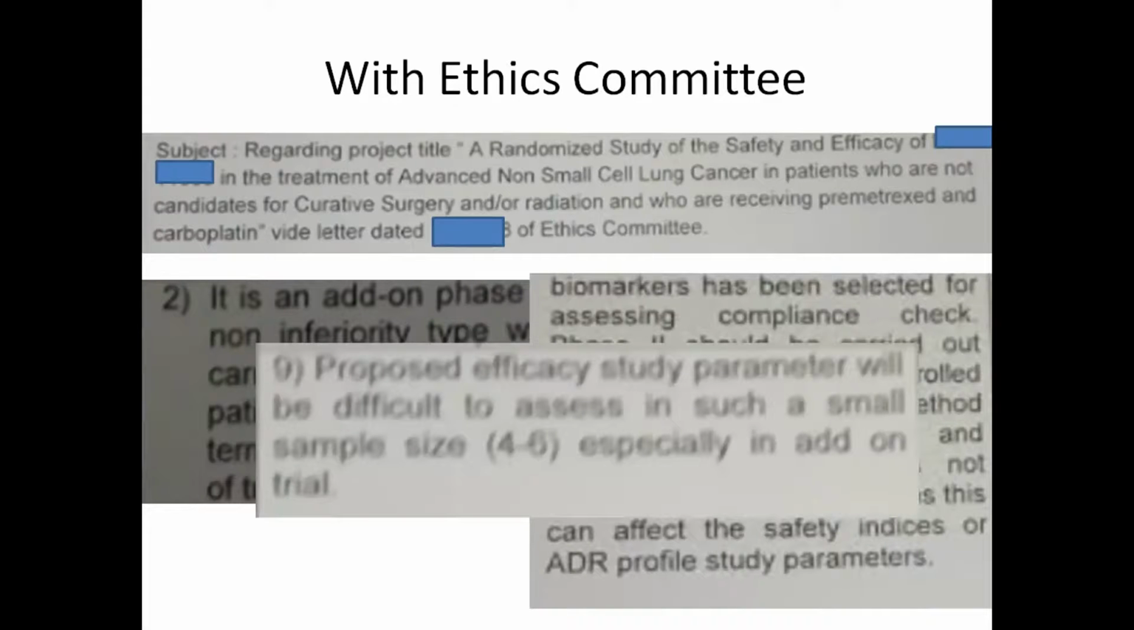The last was something which I found very tricky, and I thought this could raise eyebrows on how things can sometimes go bad. The proposed efficacy study parameter was non-inferiority. For this, they told us, because you are expected to recruit only 4 to 6 patients in a small trial, how do we know that your patients are benefiting from this? So basically the PI had to go back with a lot of answers, especially telling them that this is a multicentric trial. The trial results are put together and only then do things happen.